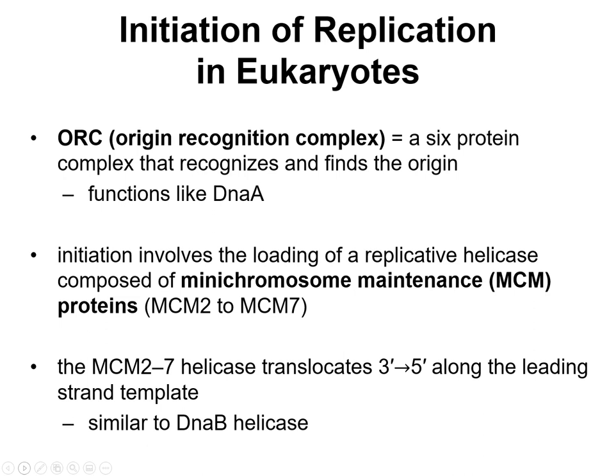The origin recognition complex is a 6-protein complex that recognizes and finds all these different origins throughout the genome, and it has a function like DnaA. You'll see that there's a lot of similarities here, and of course one of the questions is going to be, what are the similarities, what are the differences?